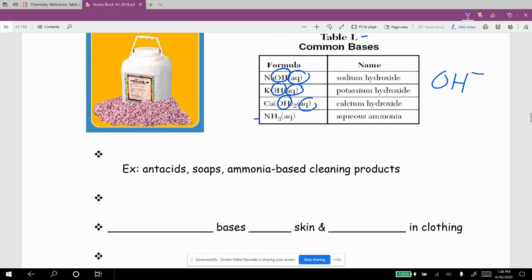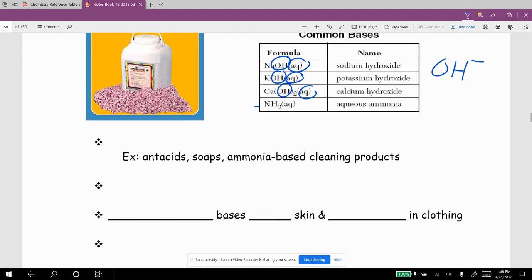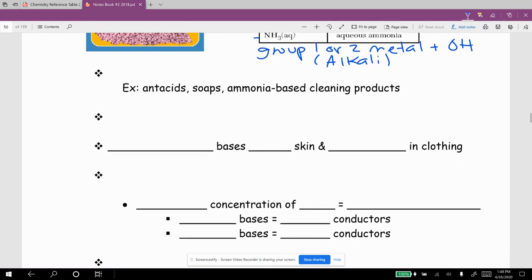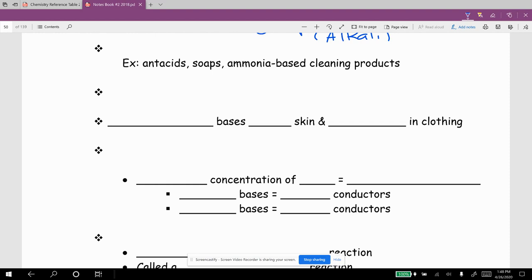So acids have an H plus and bases have the OH minus. And we'll notice I have sodium, potassium, and calcium. So these are basically a group 1 or 2 metal with an OH. And that's what makes a base a base. That's why group 1 and group 2 are called the alkali metals and the alkaline earth metals, because alkali means basic. So some bases are antacids. Like Tums is an antacid. All right, so we're on page number 97 right now.